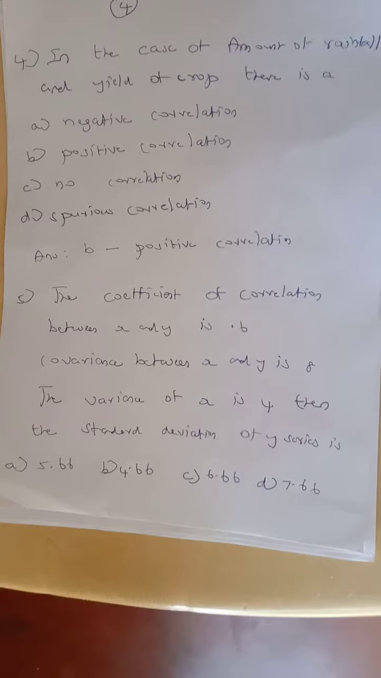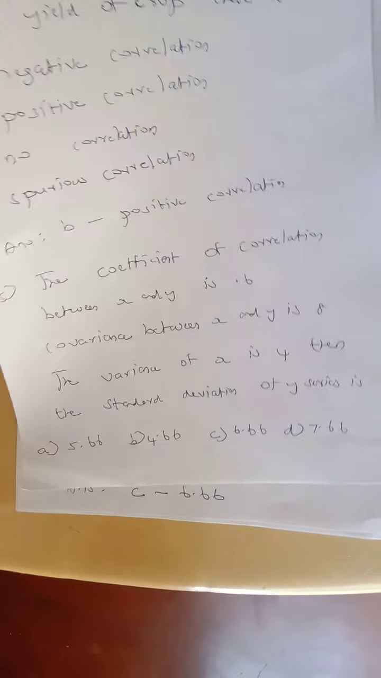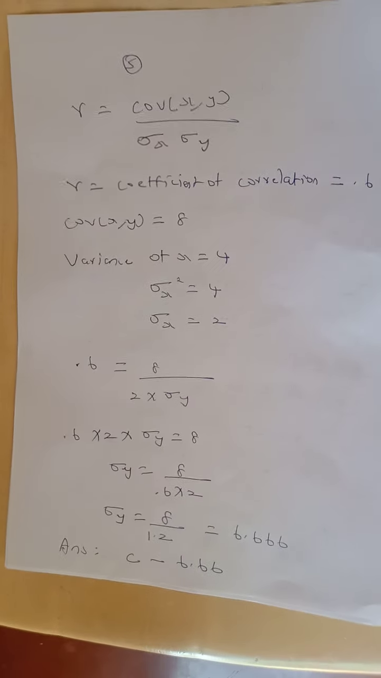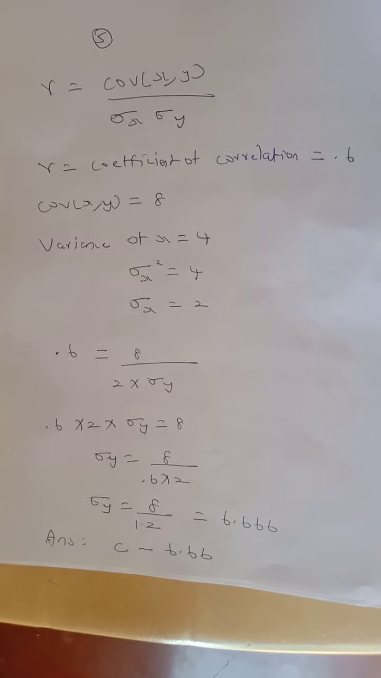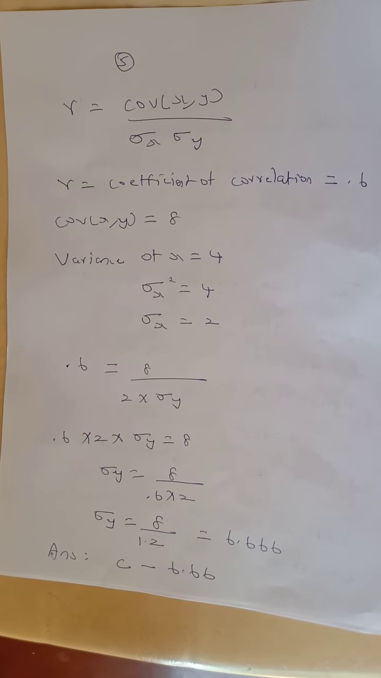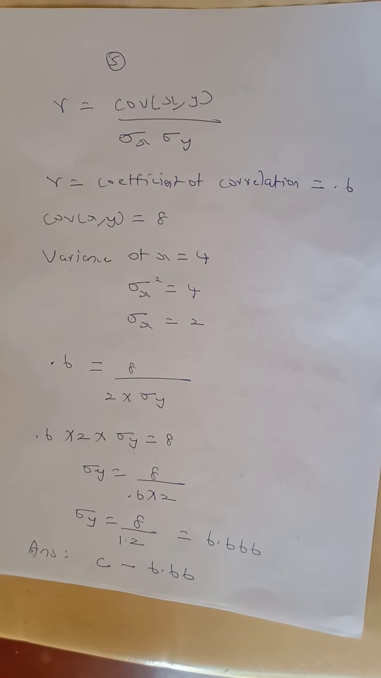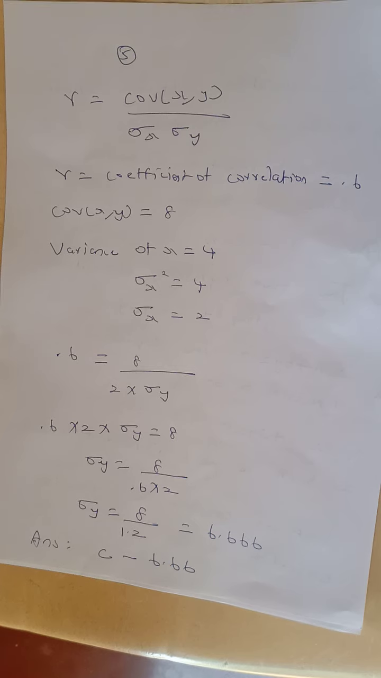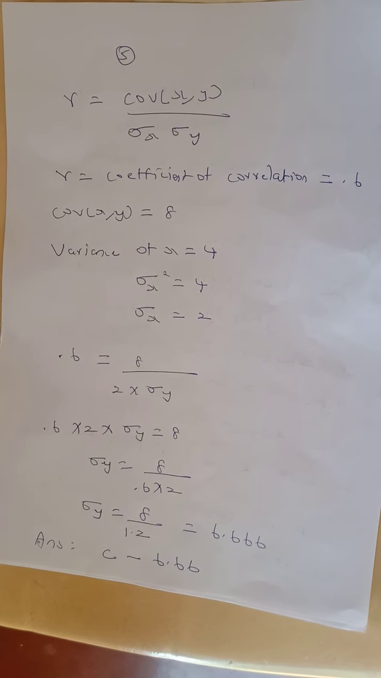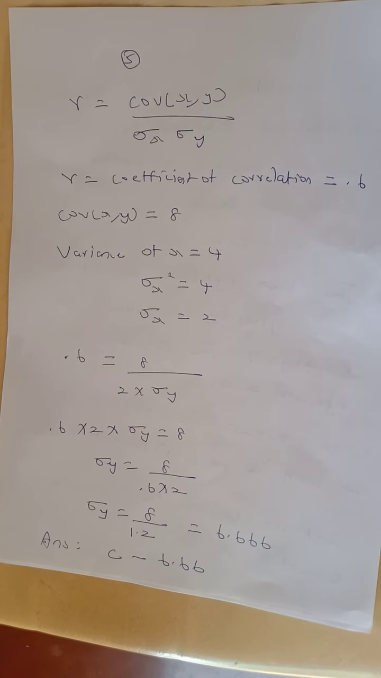We already know the relation between correlation coefficient and covariance. R is equal to covariance of x comma y divided by sigma x into sigma y. When you substitute the values for covariance of x comma y and standard deviation of x, variance of x is given as 4. From that we need to find the value of standard deviation of x. By taking the square root of variance of x, we get sigma x is equal to 2. So when you substitute the values, we get standard deviation of y is equal to 6.666.